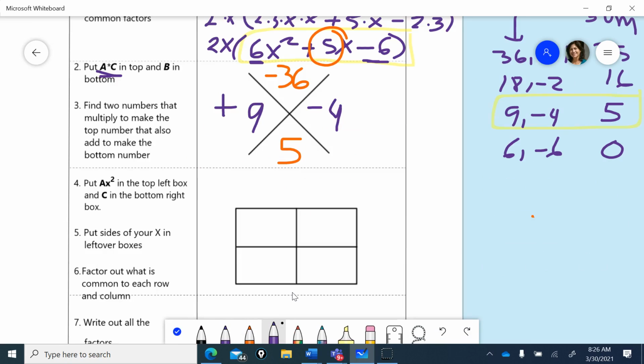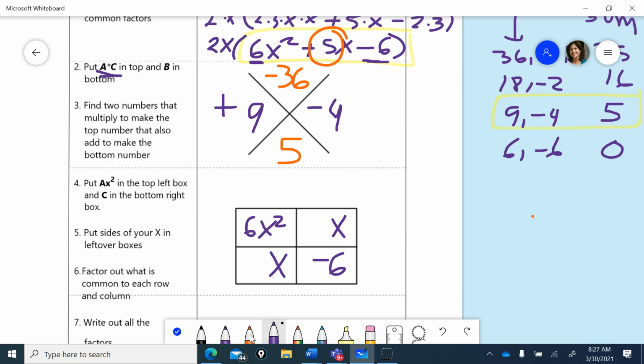And step 4, put ax to the second, that was the leading coefficient, in the top left box. So 6x to the second goes on the top left. C in the bottom right. C is a constant, negative 6. I did the corners. Now, put the sides of your x in the leftover boxes. Okay, put x and x in each leftover box.